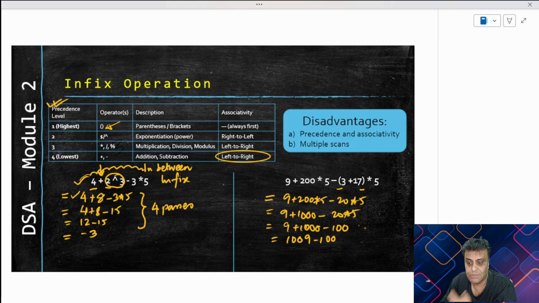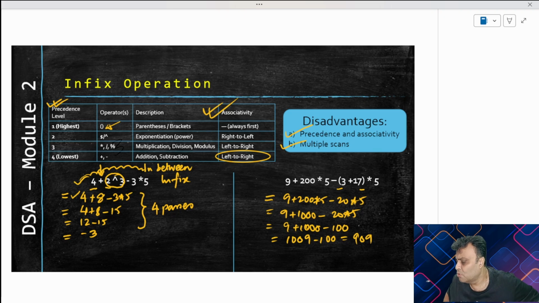We did a left to right associativity, and then we have 909 as our answer for this, right? So I hope you can understand that this multiple scans is kind of a disadvantage for solving infix expressions. And you can also understand that you need to know the precedence and associativity table in order to solve this particular expression when given to you in an infix notation, right?